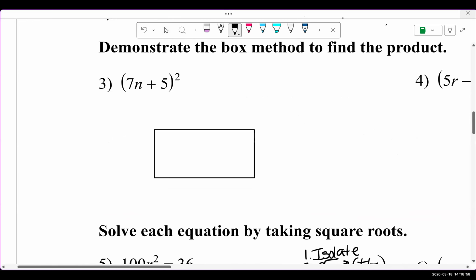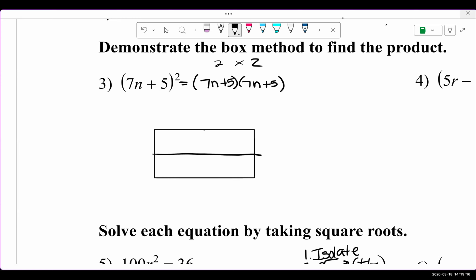Number 3. So (7n + 5) with exponent 2. We are going to split these. 7n plus 5 times itself. So I have two terms by two terms. My box has to be 2 by 2. So I have 7n plus 5, 7n plus 5.